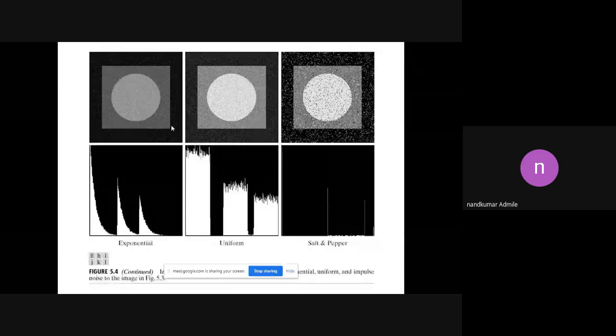Okay, so if you have any doubts, you can ask here. Yes, any doubts? How we can represent the noise? Yeah, how we can represent the noise models? Yes, any doubts?